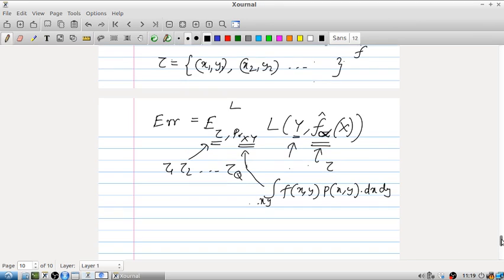So why did I write this expression? It's because model selection is all about estimating this quantity, and I'm going to call it generalization error. In the book they call a slightly different quantity generalization error, and I'll write down what that quantity is. I'm going to call this generalization error.